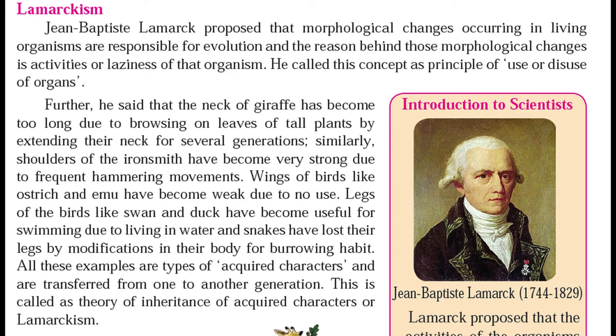Further, he said that the neck of giraffe has become too long due to browsing on leaves on tall plants by extending their neck for several generations. Similarly, shoulders of the iron smith have become very strong due to frequent hammering movements. Wings of birds like ostrich and emu have become weak due to disuse because they haven't used them. Legs of birds like swan and duck have become useful for swimming due to living in water, and snakes have lost their legs by modifications in their body for burrowing habits. All these examples are types of acquired characters and are transferred from one generation to the next. This is called theory of inheritance of acquired characters or Lamarckism.